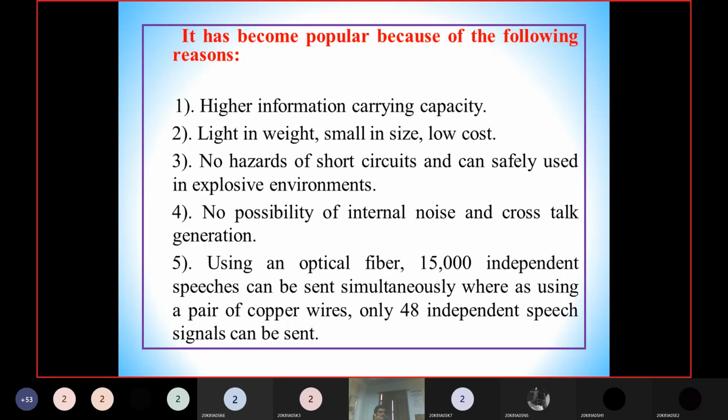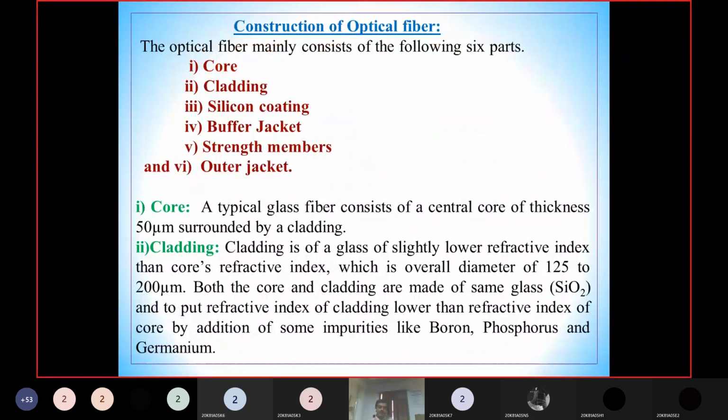Suppose, in loudspeakers, how do we transport audio signals from your system to the loudspeaker? Generally we use copper wires to transmit audio or video signals. But if you use optical fibers, we can send 15,000 signals at a time through one optical fiber. In normal copper wires, we can send only 48 different signals, and even then there may be a chance of the signals overlapping. This is about the main importance of optical fiber.